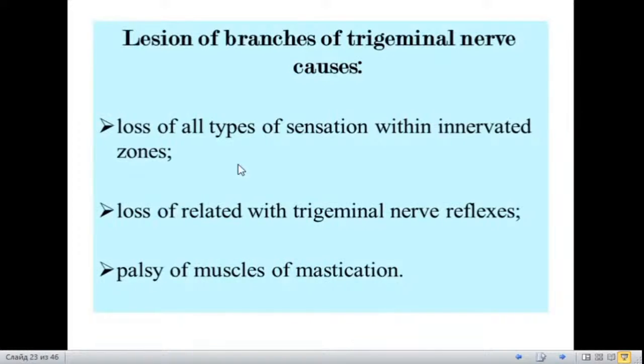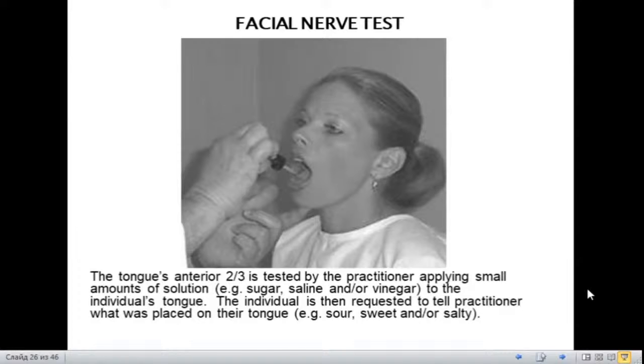Damage to trigeminal nerve causes loss of all types of sensation within innervated zones. It means general sensation, not special. Then loss of related with trigeminal nerve reflexes and palsy of muscles of mastication. Sensory fibers, in this case, labyrinth apply small amounts of any solution to tongue, and patient should say what is he or she feeling.